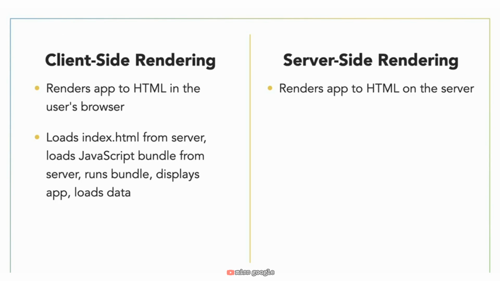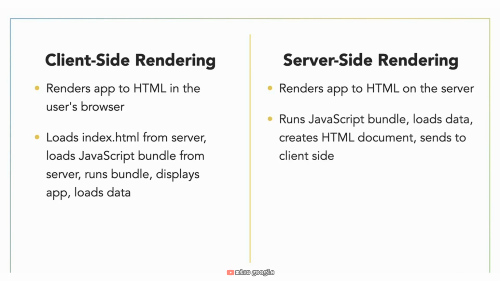With server-side rendering, this process is quite a bit simpler, actually. We start off with the server rendering the app, basically running our React scripts, converting it to HTML. It then loads the data, which is much easier since we're on the server. And after that, it will create an HTML document, which it will send directly to the client side.